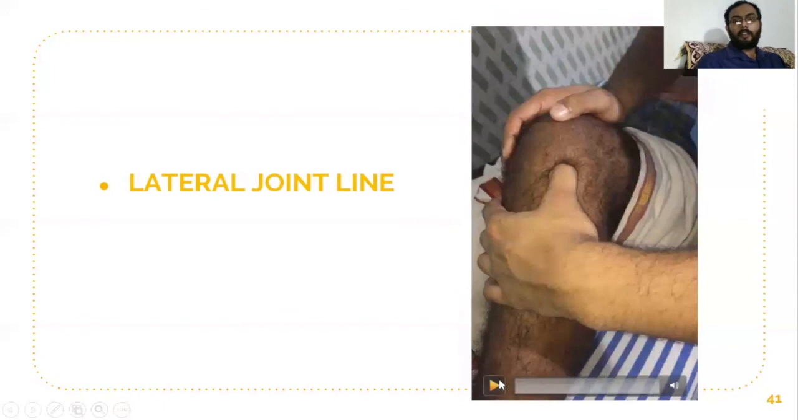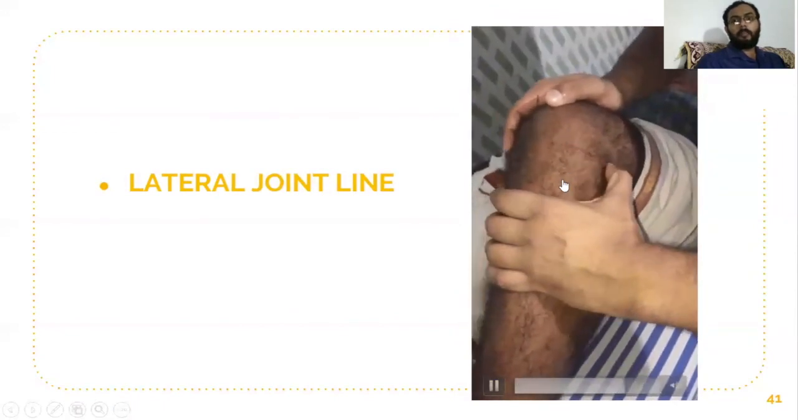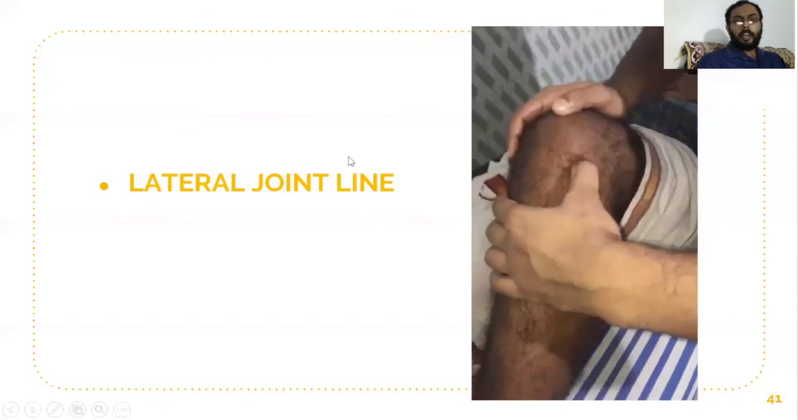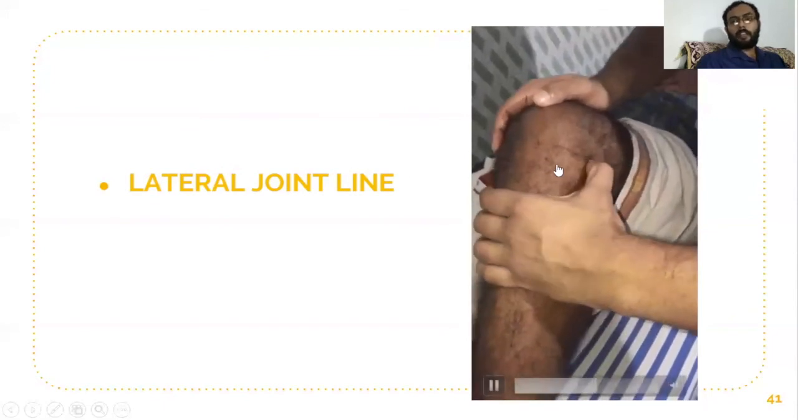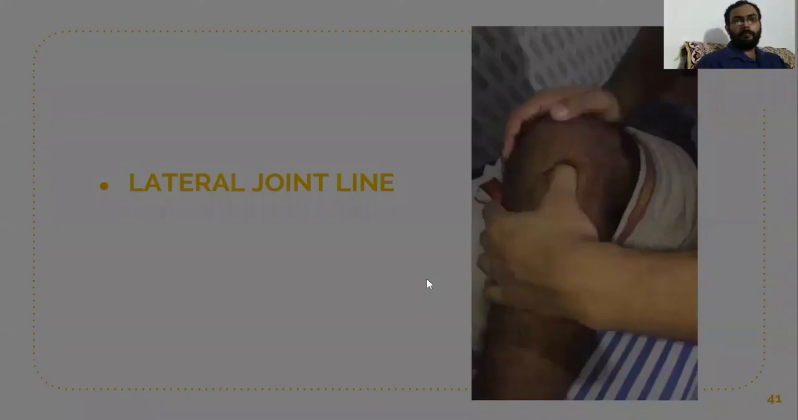Coming to the lateral joint line, it is lateral to the patellar ligament, in between the lateral femoral condyle and lateral tibial condyle. Lateral joint line tenderness may be elicited in lateral meniscal injury.